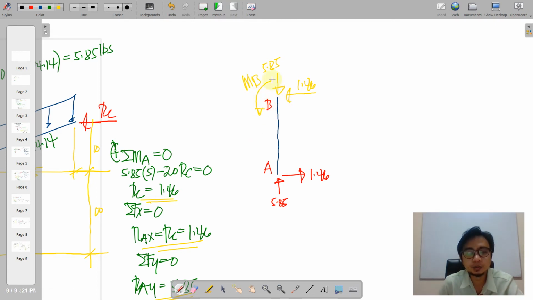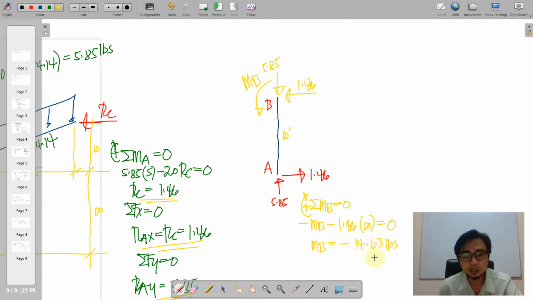And then for the moment at B, we place it here. Say I assumed a counterclockwise moment at B. So what we do is just to take moments at B. So summation moments at B is equal to 0. We have negative MB minus 1.46 times 10. So this is 10 actually, 10 feet. There is no other force here, so we can close it to 0. So here we notice a negative result which is negative 1.43 pounds. So again, this simply implied that we have a wrong assumption on the direction, but we'll just maintain the figure but always carry the sign of the magnitude of MB.